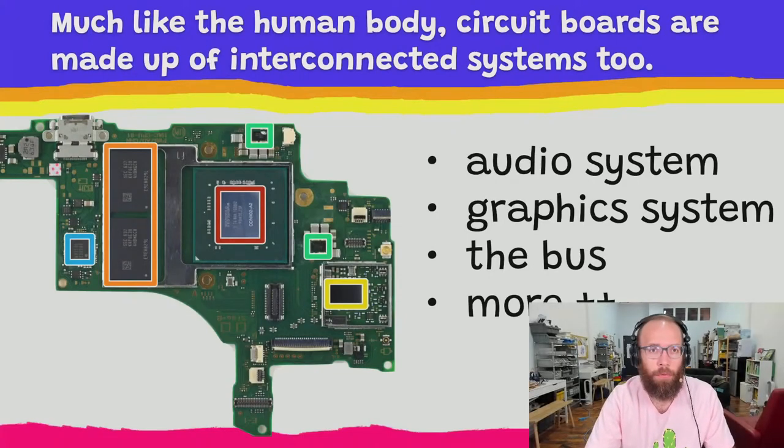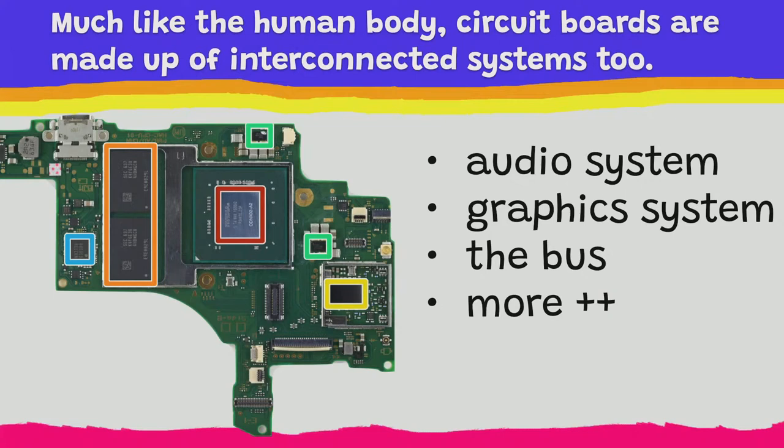Much like the human body, circuit boards are made up of interconnected systems too. These colored rectangles here are pointing at different systems and circuit microchips of the switch. There's audio systems, graphic systems, there's the bus. The bus makes up the traces, and the systems that control the traces. There are chipsets that make up how a bus communicates. Along with the audio, the graphics, and the regular CPU, there's also Wi-Fi and Bluetooth systems.